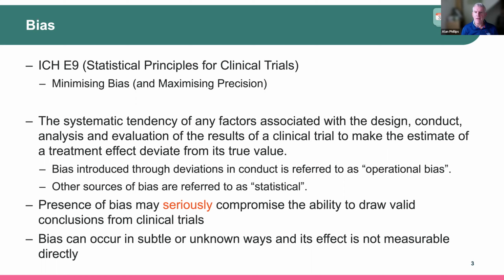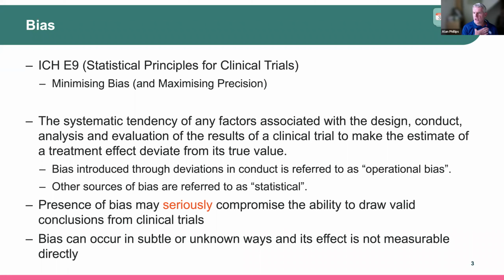And then they lump everything else as statistical bias. So operational bias is deviations through the conduct. We as statisticians take everything else. Now, the problem with bias is it can occur in subtle or unknown ways, and its effect is not measurable. However, once included, it can seriously compromise the ability to draw valid conclusions from the clinical trial.